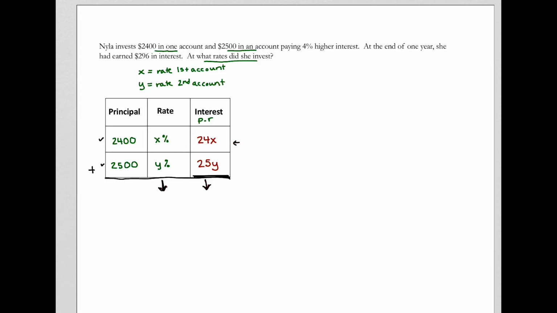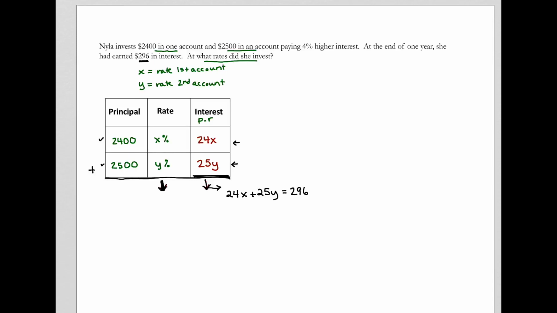So what is our total interest that we're gaining? In the first account, the interest that we're earning is 24x. In the second account, the interest we're earning is 25y. We are told in our problem that Nyla had earned a total of $296 in interest. So that means that 24x plus 25y has to equal 296. In other words, the interest earned in the first account plus the interest earned in the second account has to equal our total interest.